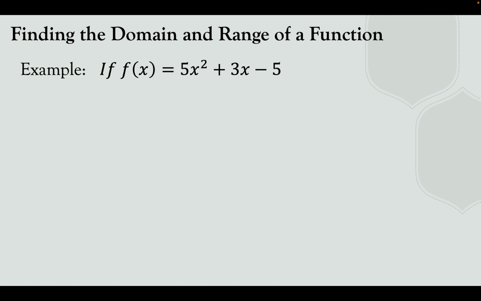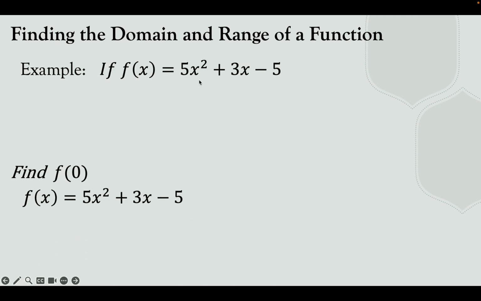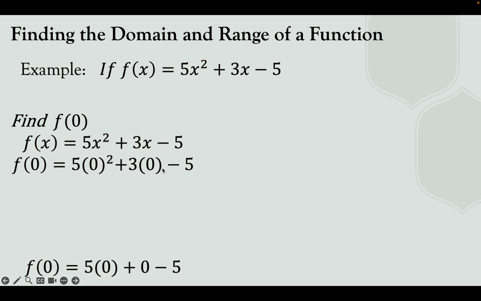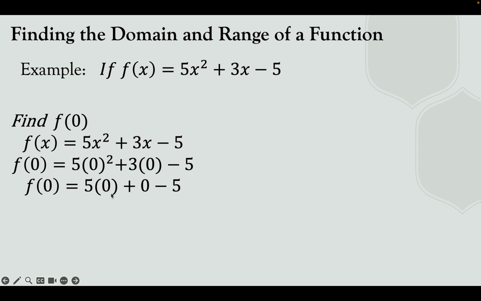Another example: if f of x is equal to 5x squared plus 3x minus 5, find f of 0. All you need to do is note that the value of your x here is 0, so substitute all values of x with 0. So we have f of 0 is equal to 5 times 0 squared plus 3 times 0 minus 5. 0 squared is 0, 5 times 0 is 0, and 3 times 0 is 0, minus 5. So our f of 0 here is negative 5.